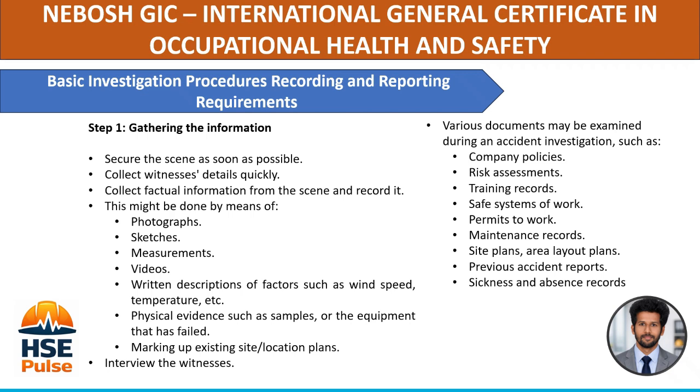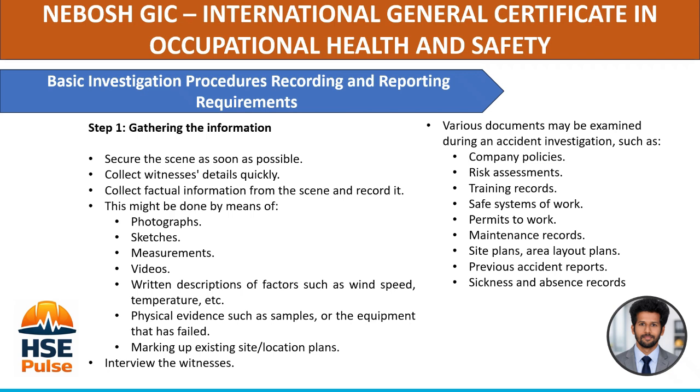Then physical evidences such as samples or the equipment that has failed. Sometimes the injured person's wallet may be in the accident place, mobile phone may be in the accident place, etc. Then marking up existing site or location plans. Once the scene has been thoroughly examined, move on to the second source of information, which is witnesses. By having a discussion with the witnesses and interviewing them, we are able to collect further sources of information.